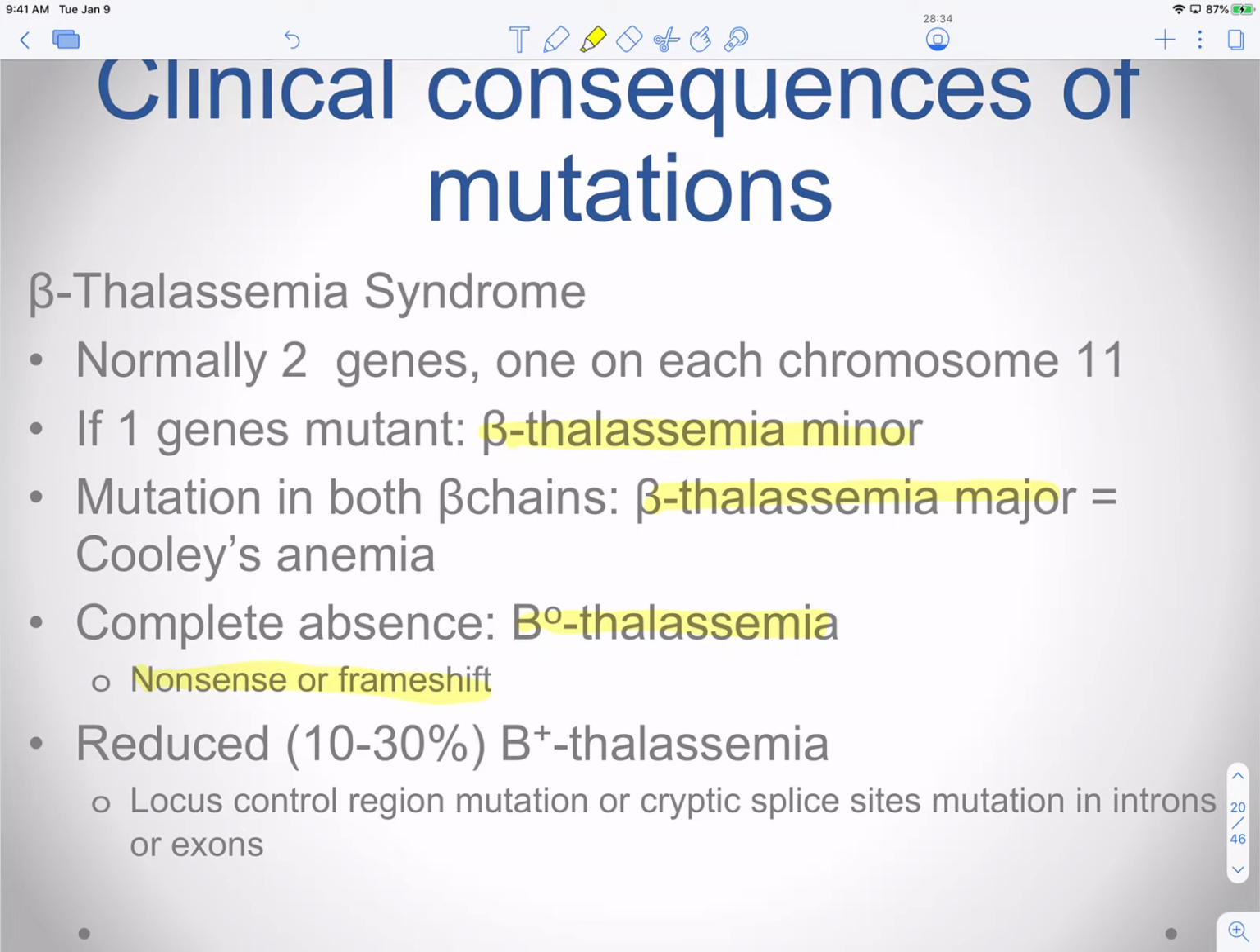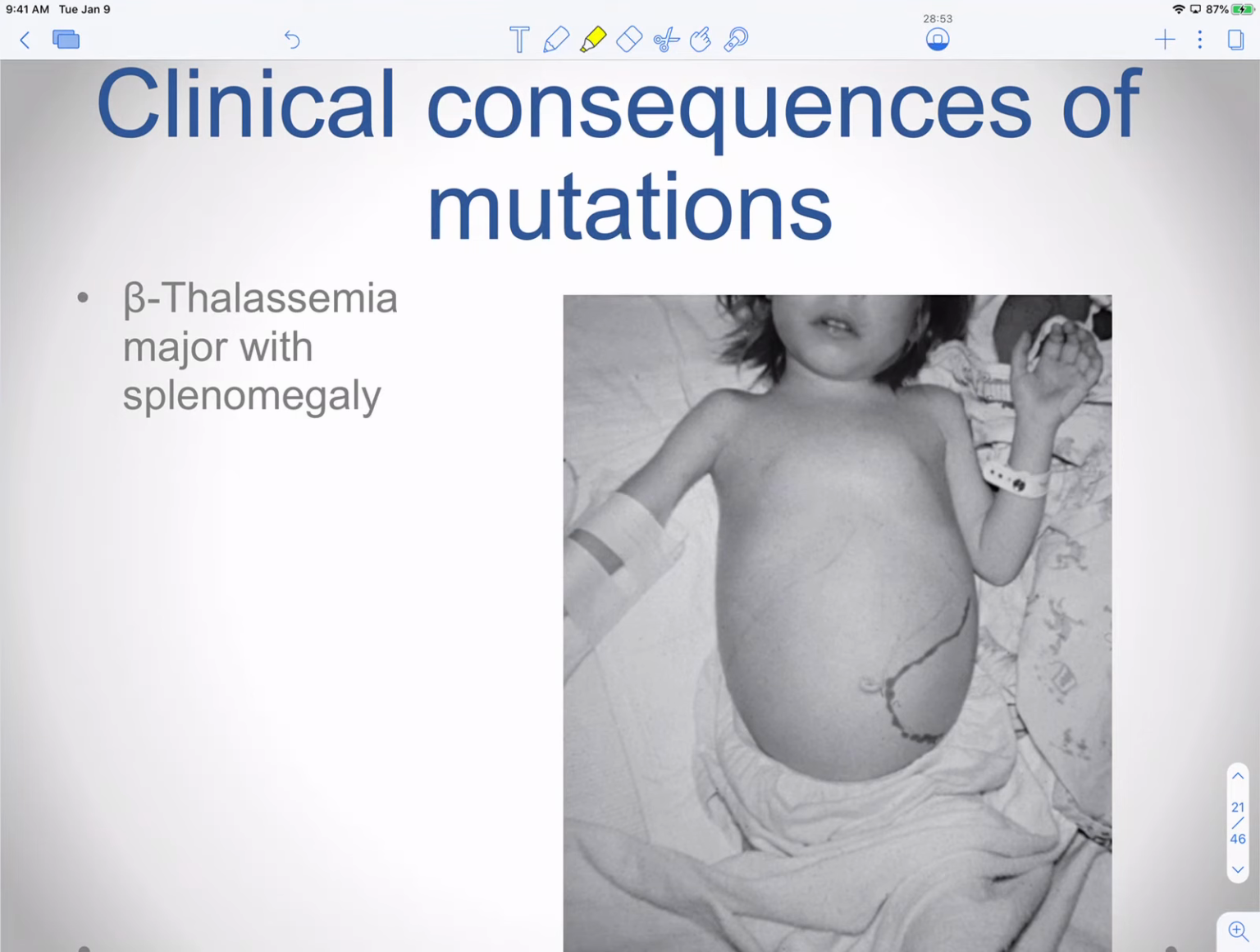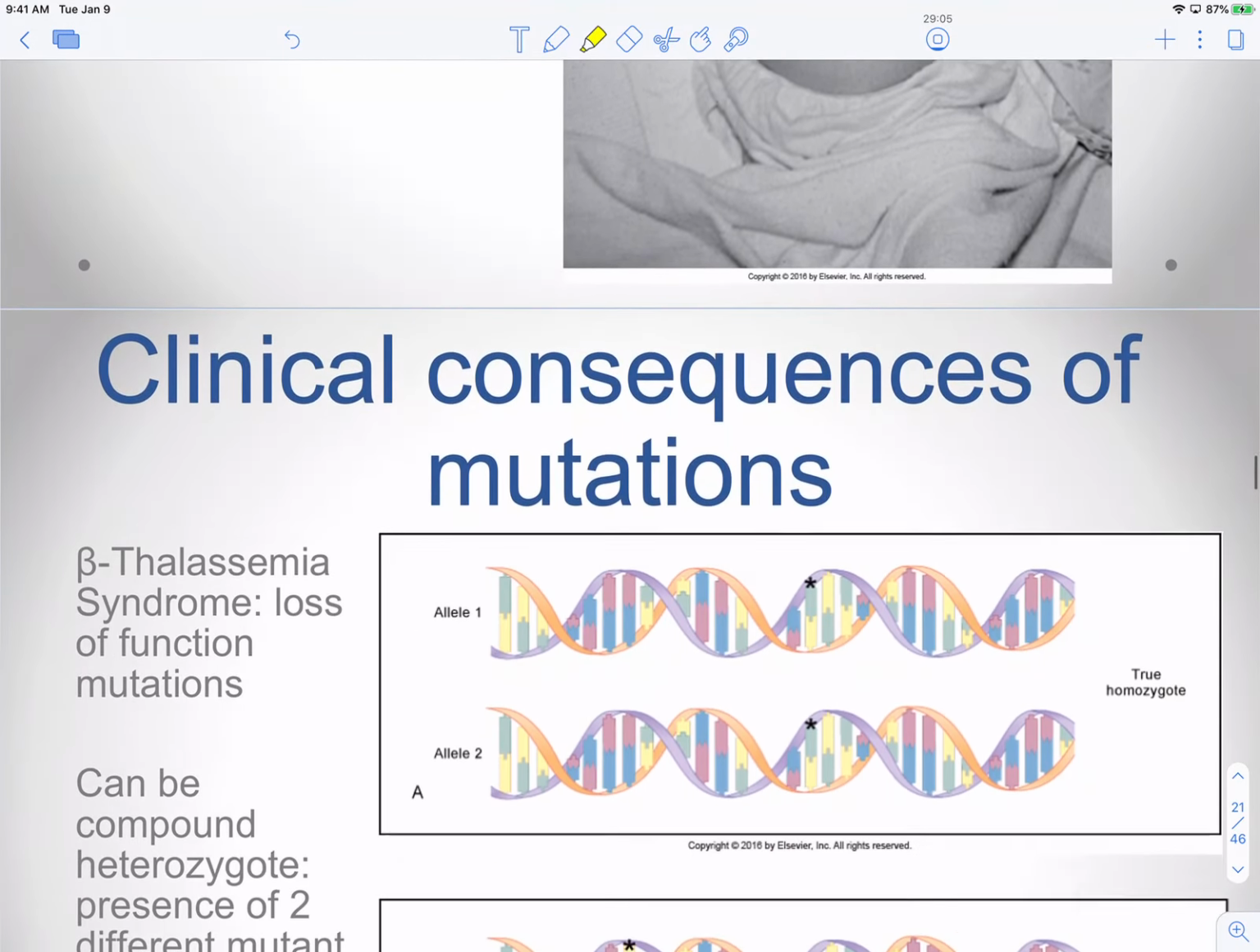If you have a reduction of beta, a 10 to 30% reduction of beta, it is a beta plus thalassemia, and this is usually associated with a locus control region mutation or a splice site mutation in either the introns or the exons. This is just an example of beta thalassemia major with splenomegaly. And splenomegaly is present again because your spleen is where you're going to filter your blood and remove blood cells. And so because you have so many deficient red blood cells, they accumulate in the spleen and your macrophages get overwhelmed with trying to remove them.